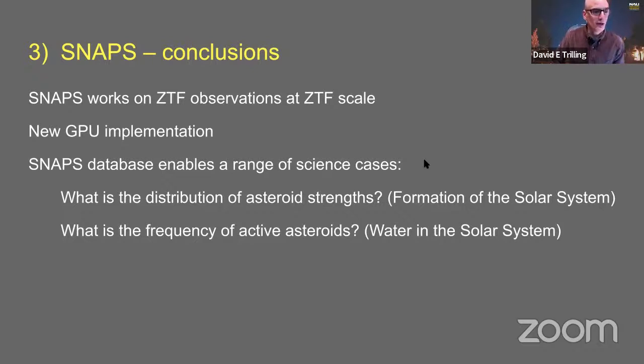I think I'll be on time here. So SNAPS works on ZTF observations at ZTF scale. We have this new GPU implementation, and the SNAPS database enables a range of science cases. What is the distribution of asteroid strengths? We get that from these rotation periods, and that tells us about the formation of the solar system. And what is the frequency of active asteroids? We're going to do this again from those machine learning searches for these activity, these tails on the asteroids. And that tells us about water in the solar system.